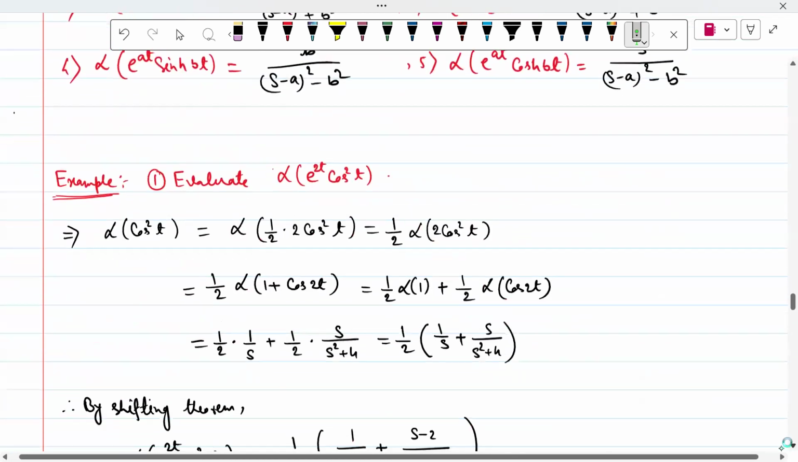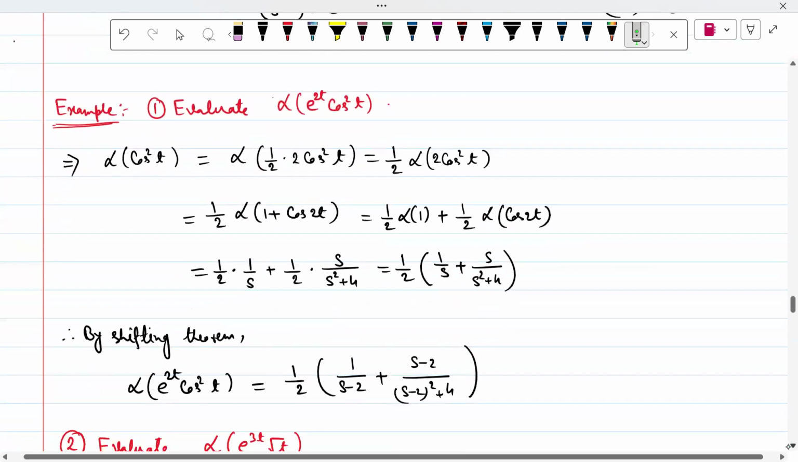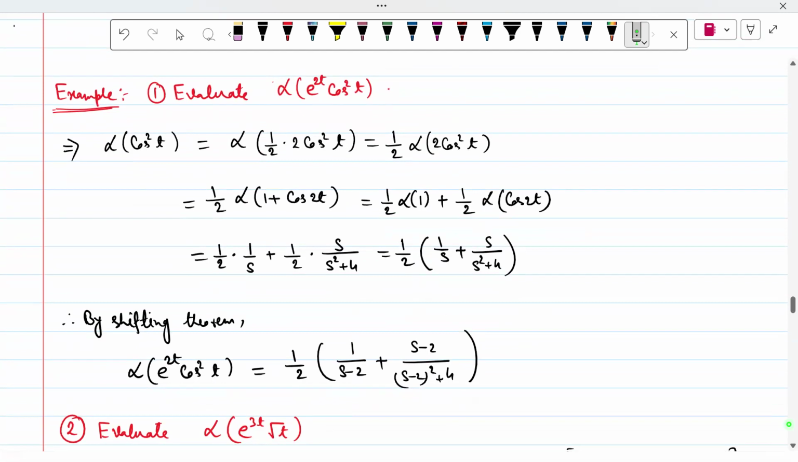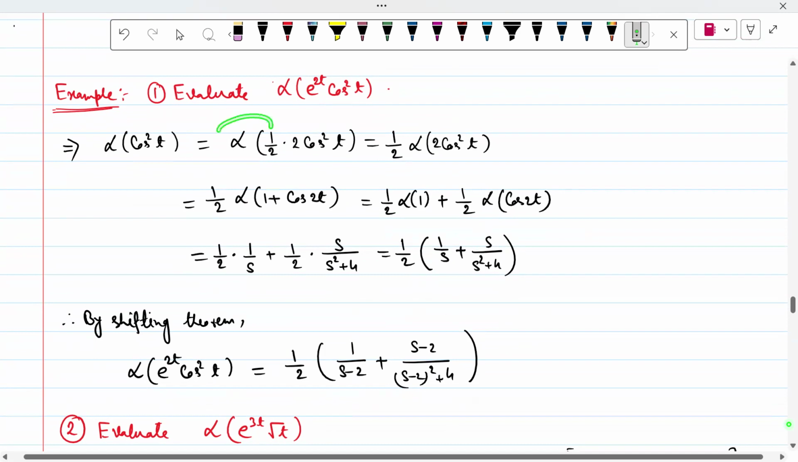Now try to solve some examples. Evaluate the Laplace transform of e to the power 2t cos square t. First we try to find the Laplace transform of cos square t. We can write cos square t as half into 2 cos square t; we just divide and multiply by 2. Half comes out by the linearity property. So here we write half, and 2 cos square t. What is the Laplace transform of 2 cos square t? Cos square t can be written as 1 plus cos 2t. Now you can use the linearity property again.